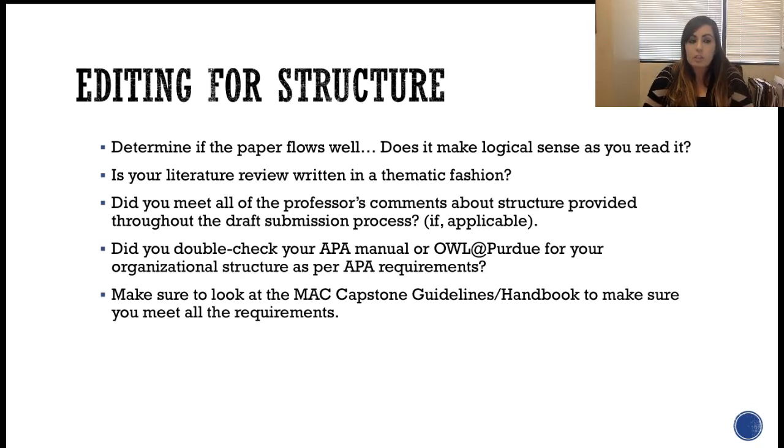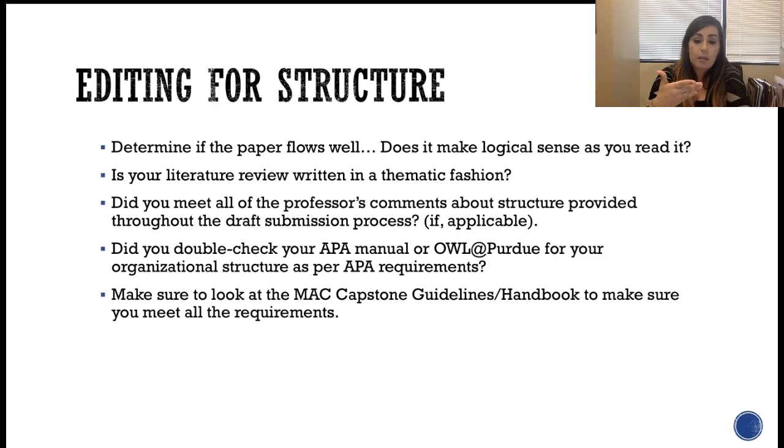Answer this question: is your literature review written in a thematic fashion? Remember, a thematic literature review is providing your sources and your justification for your study sectioned off and organized according to themes. So if you are talking about water consumption in the U.S., then you want to look at bottled water and certain things. You're organizing it by themes, not by the sources that you found. The next thing you need to be looking at in terms of your structure is, did you meet all of my comments about structure provided throughout the draft submission process, if it's applicable?